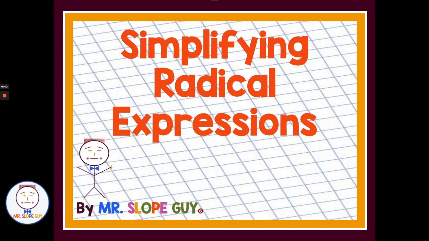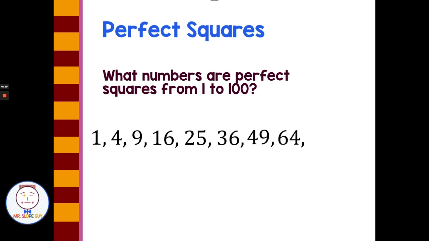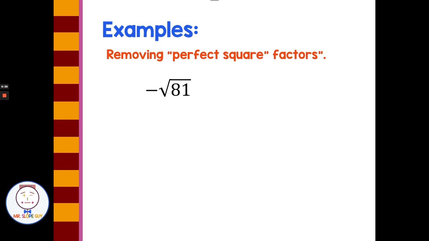Simplifying radical expressions. So what numbers are perfect squares from 1 to 100? Well, we have 1 times 1, 2 times 2, 3 times 3, 4 times 4 is 16, 25, 36, 49, 64, 81, and 100. And all these perfect squares are going to help us simplify radical expressions. So we're going to start by trying to remove perfect square factors, and we want to always try to remove the largest perfect square factor possible.